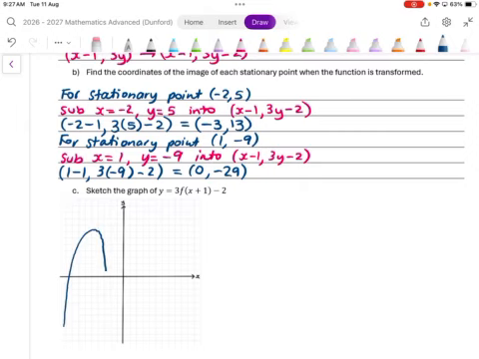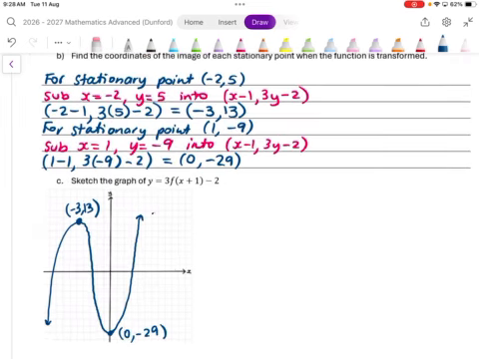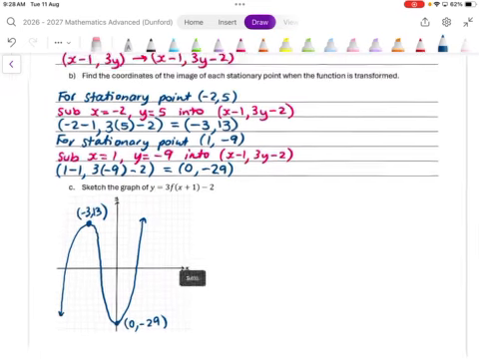We want to make sure that we bottom out through our y-axis because our stationary point has moved to bottom out at 0, minus 29, and then go back up again. We're going to label that point 0, minus 29 and label this point up here as minus 3, 13. We're not going to put anything on our axes. We're just putting those key points because we don't care where our x-intercepts are. We just care what's happening with those key points. And then we're just going to write our y equals 3f of x plus 1 minus 2 on our graph.